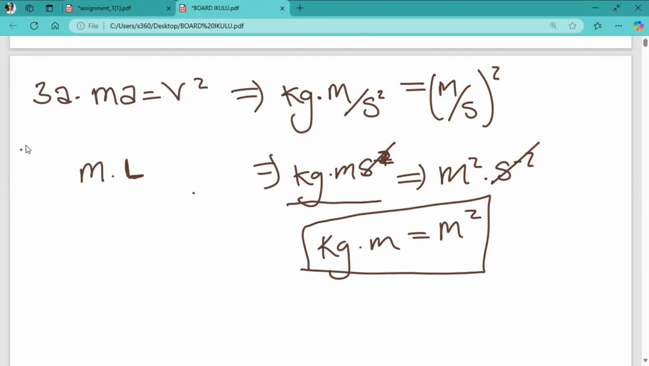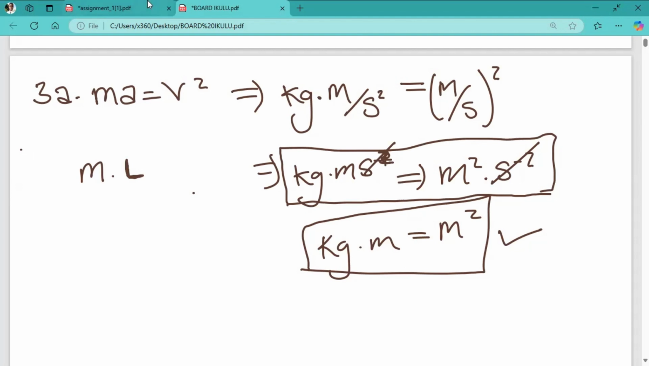Even from here, in case your lecturer doesn't want you to reach this final part, even just by reaching that step, you can tell that the two sides of the equation are not the same. Hence, the equation is not dimensionally consistent. Hence, it's wrong. Okay, we look at part B.